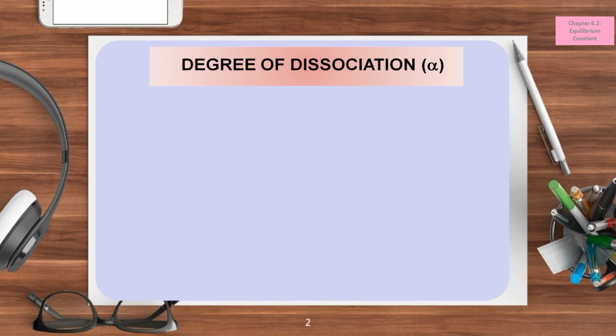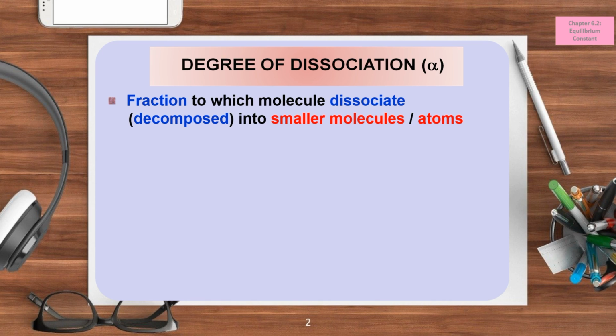We continue our discussion. So now it's about the degree of dissociation, or the symbol here is alpha. Alright, so first of all, let's take a look at the definition. It can be defined that the degree of dissociation is the fraction to which molecules dissociate, or in other words, decompose into smaller molecules or atoms, which means from a bigger molecule into smaller molecules, or bigger atoms into smaller atoms.